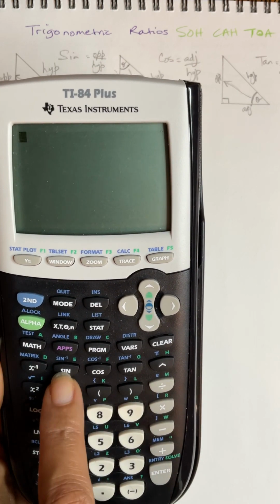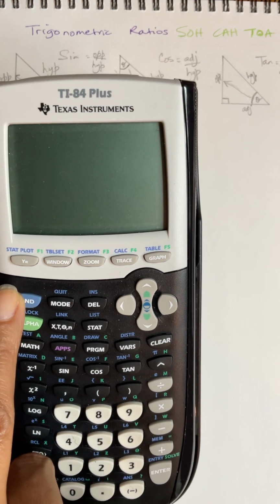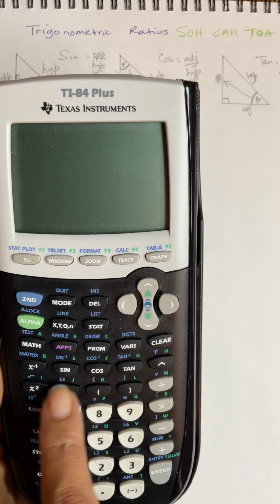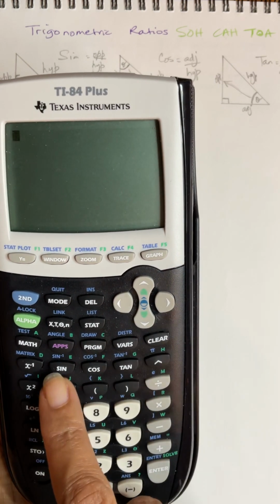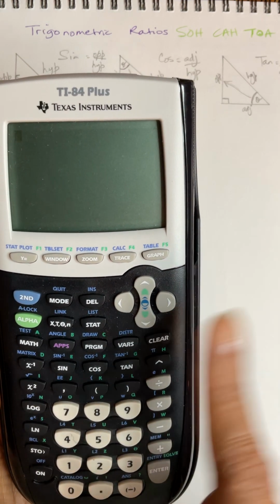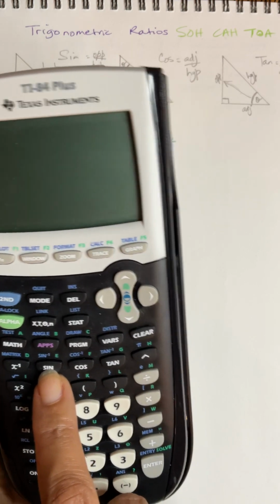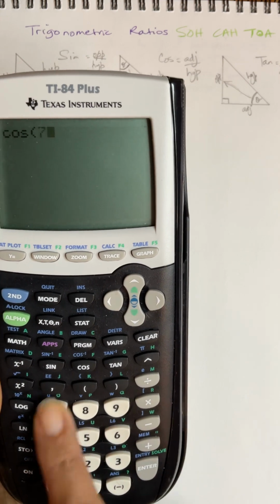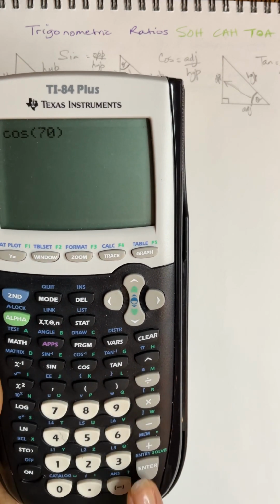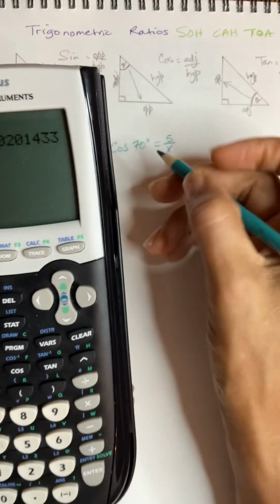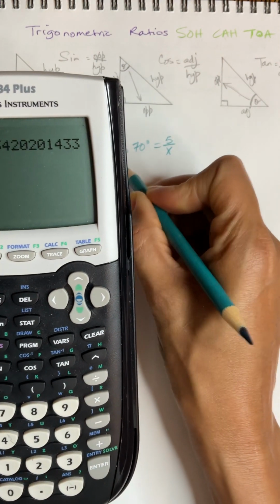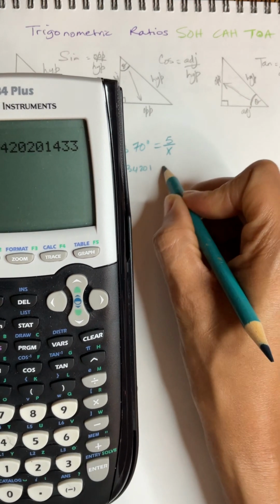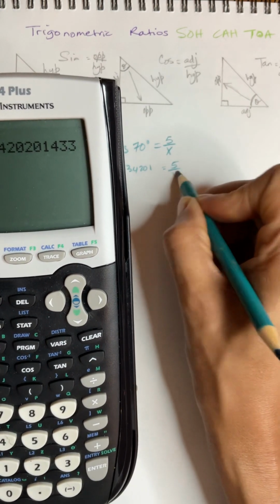So you don't need to go to the second function, because that's only for the arc measures, if you need to find the measure of the angle. So now we need to find cosine 70. So we press cosine 70. I like to close my parentheses, and this will give me a value of 0.34201. You can continue, equals 5 over x.